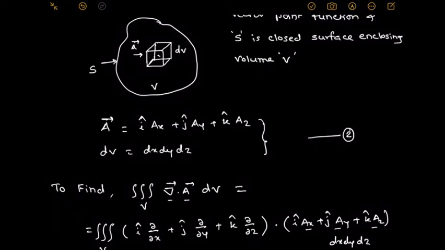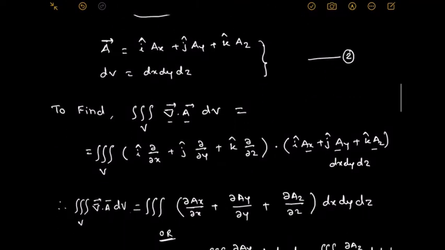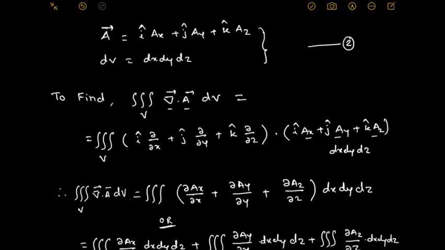Now we simplify these two bracketed terms and we write volume integral V del dot A dV is equal to. Now if we take the dot product, unit vector i dot i is 1. Unit vector j dot j is 1. Unit vector k dot k is 1. But unit vector i dot j is 0. Unit vector i dot k is 0. In that way, two different unit vectors and their dot product is 0. Hence, we get only the simplified term.